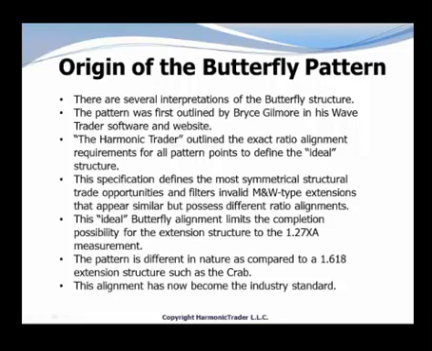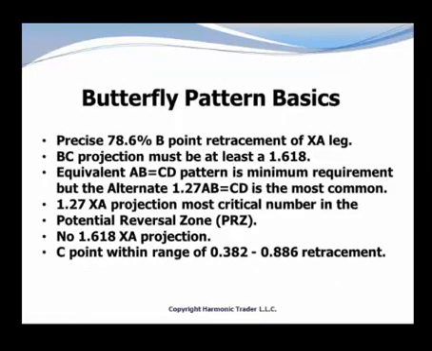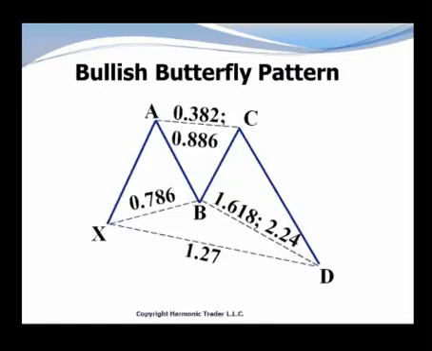Bullish butterfly pattern. Now, in the illustration, we have an M-type extension structure. There can be only one possibility at the D point for our primary XA leg, and that is a 1.27 extension.